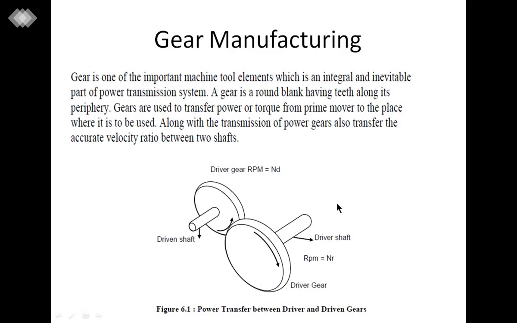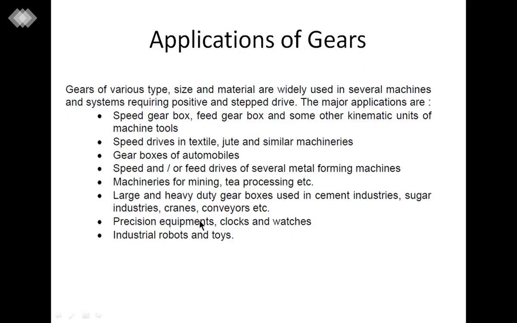So when the electric motor gives the RPM through the driver shaft to the driver gear, it transfers the power or the RPM to the driven gear through the engagement of the gears, and this rotation of the driven gear transfers the RPM to the driven shaft, to the application where it is required. So what are the applications of gears?